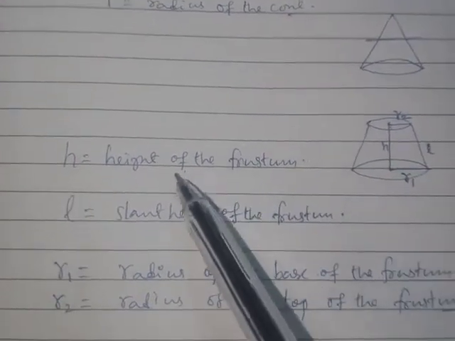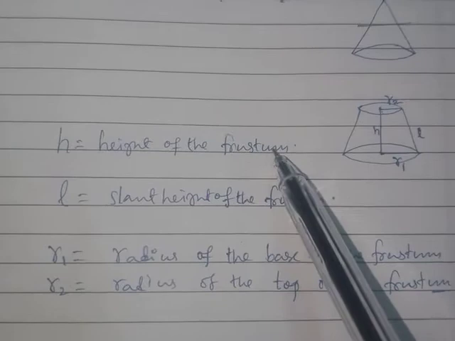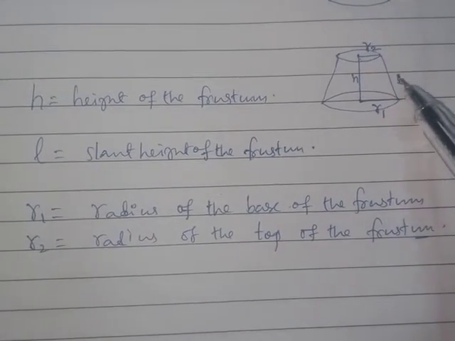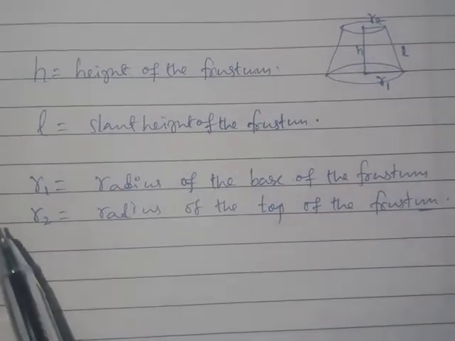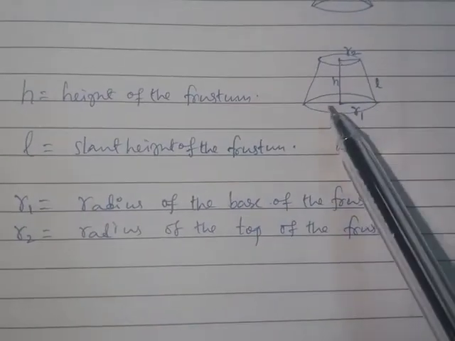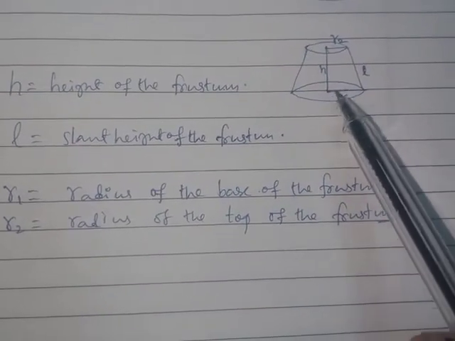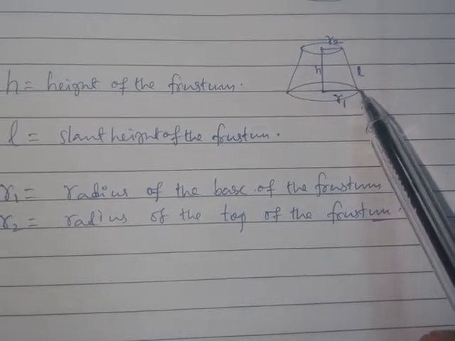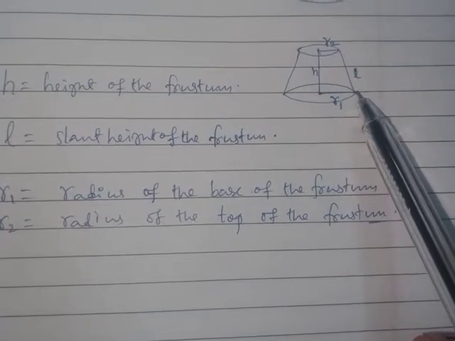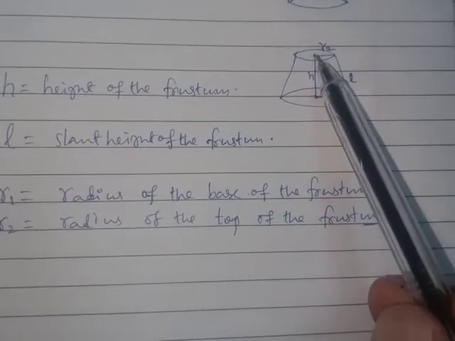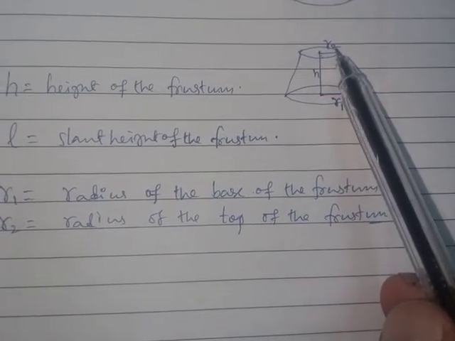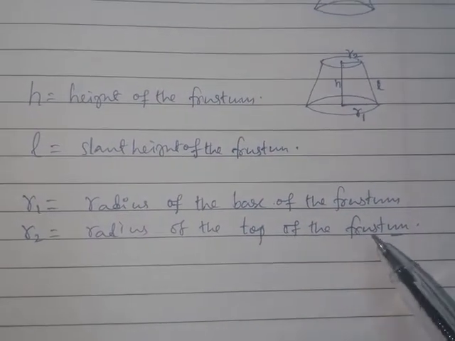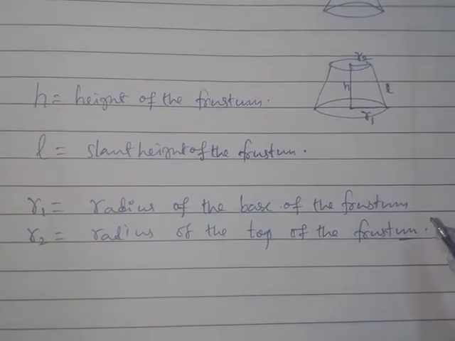Here H is the height of the frustum. L is the slant height of the frustum, and R1 is the radius of the base of the frustum, which is greater than the radius of the top of the frustum. R2 is the radius of the top of the frustum.